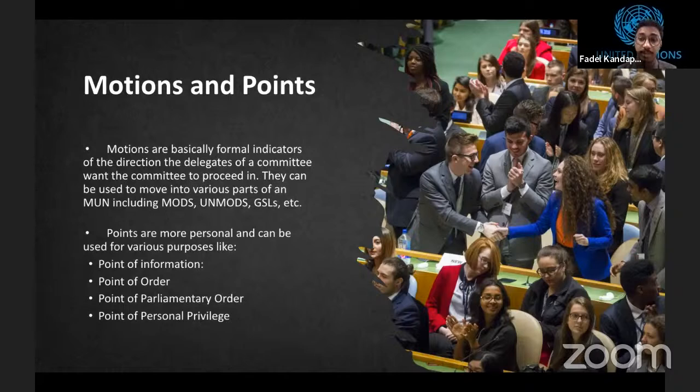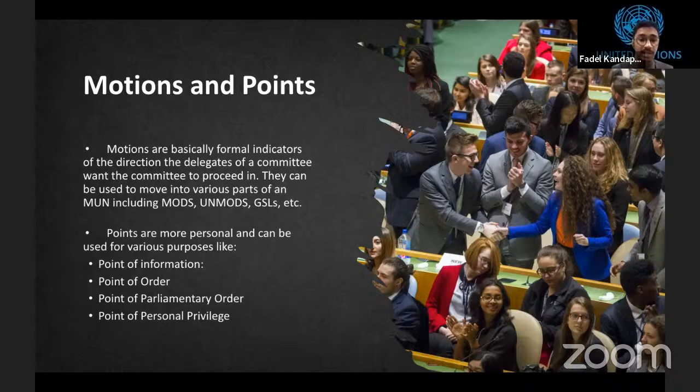Next is a point of order, which is raised when the EB makes a mistake, right? So if the EB mistakenly follows the wrong rules of procedure, then you can correct them by raising a point of order, right? The point of parliamentary order is also something quite similar, so it doesn't really matter here.